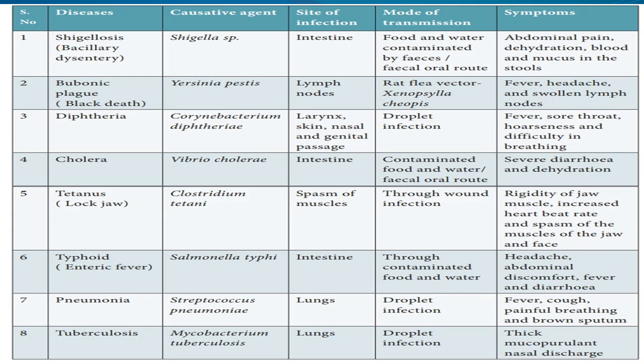If you look at typhoid, the organism name is Salmonella typhi. Again, the site is the intestine, the mode of transmission is through contaminated food and water, and symptoms are headache, abdominal discomfort, fever and diarrhea. And tuberculosis is caused by Mycobacterium tuberculosis, affecting the lungs. The mode of transmission is droplet infection, and the symptoms are thick mucopurulent nasal discharge.